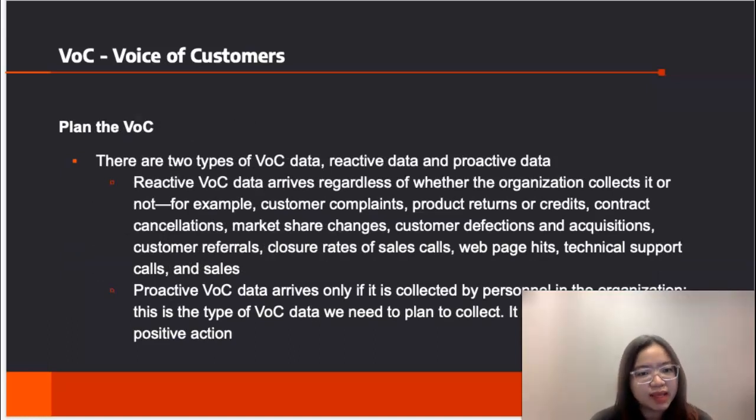Next up, we're going to plan the VoC. There are two types of VoC data: reactive data and proactive data. Reactive VoC data is going to arrive regardless of whether the organization collects it or not. For example, customer comments, product returns, market share changes, and technical support calls or sales. Proactive VoC data arrives only if it is collected by personnel and the organization, and that is the type that we want to go for.